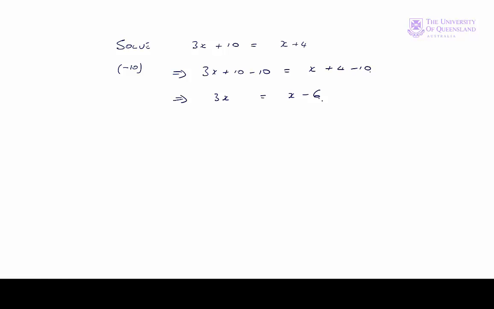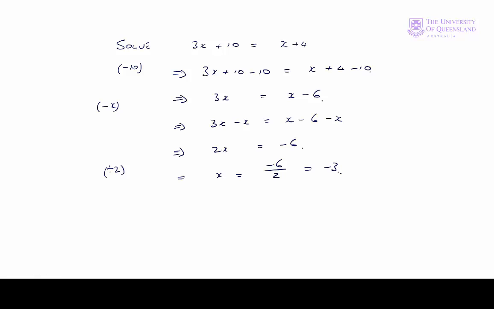We can subtract x from both sides. So that implies 3x - x = x - 6 - x. So our x's cancel out on the right-hand side, and so that implies 2x = -6. Then we can divide by 2. x = -6/2 = -3.